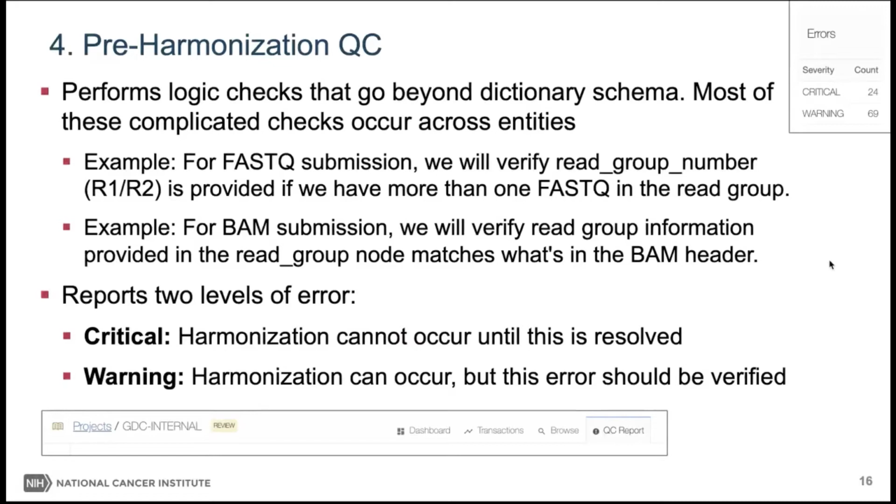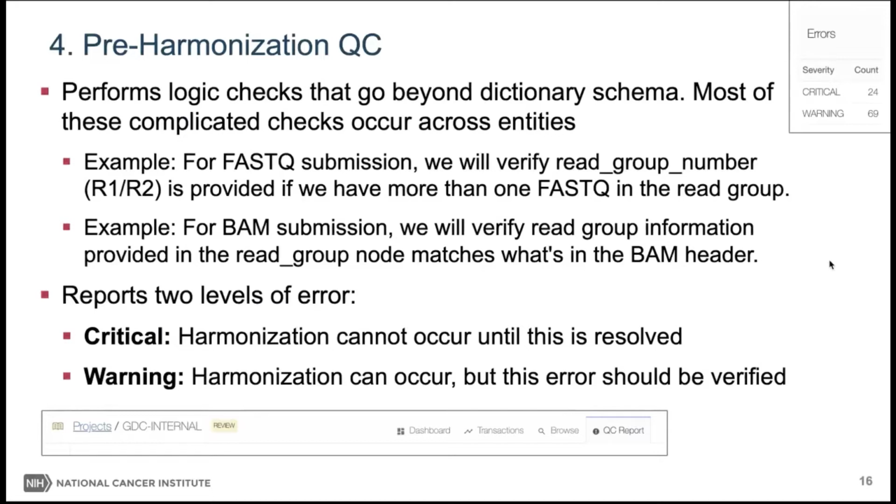Critical errors, so the aforementioned RNA-seq and whole genome sequencing in the same sample, that would be a critical error. Harmonization absolutely cannot happen until this error is resolved. This is completely automated, and harmonization cannot be requested until these errors are resolved.